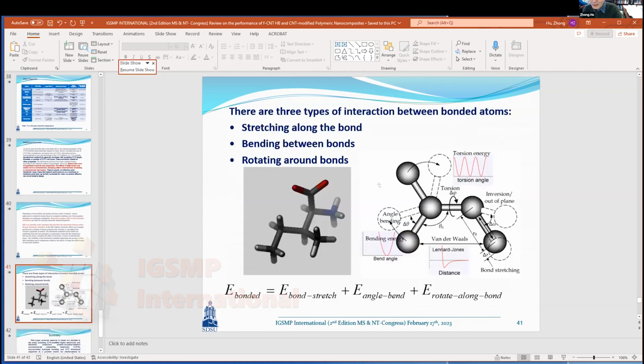Because with molecular dynamics simulation, you can include a lot of details from the molecule. For example, you can include the bond stretching, angle bending, and rotation, and a lot of the interactions inside the molecule.